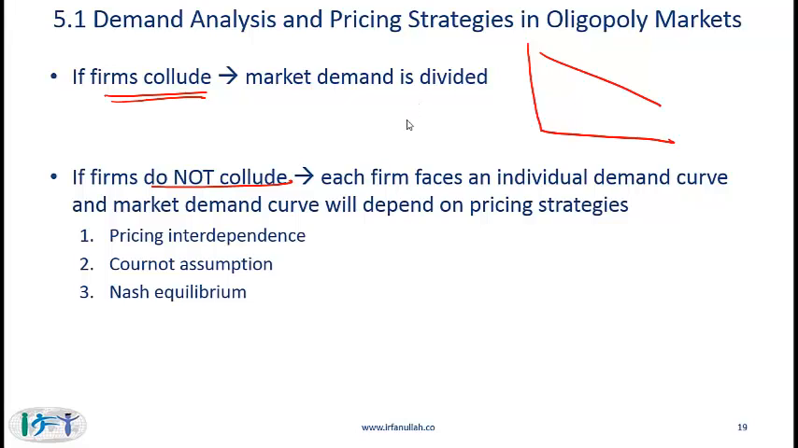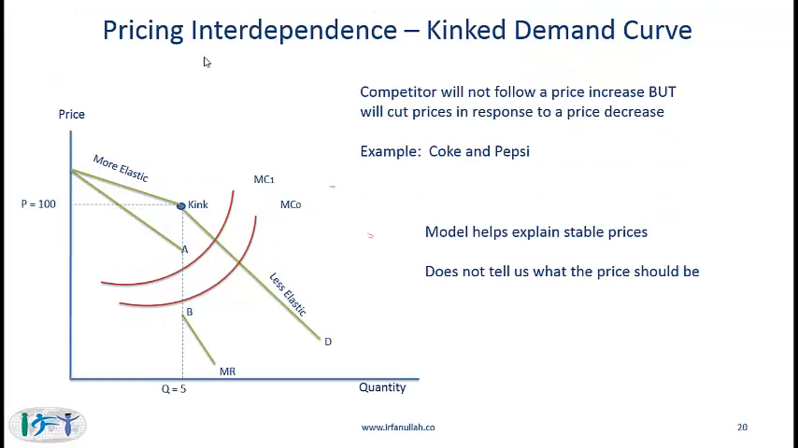If firms do not collude, then each firm faces an individual demand curve, and the market demand curve will depend on the pricing strategies which are used by the various firms. In terms of pricing strategies, we'll cover 3 types: pricing interdependence, the Cournot assumption, and Nash equilibrium. Let us consider the first strategy, which is pricing interdependence. This obviously implies that the pricing of the players in the oligopoly market will be interdependent, and this leads to what's called a kinked demand curve.